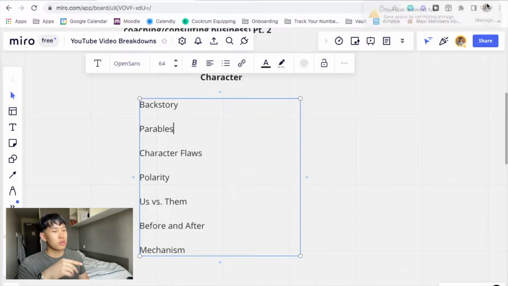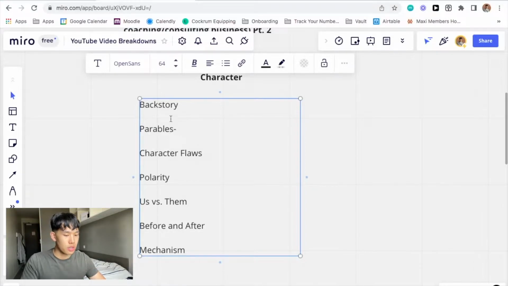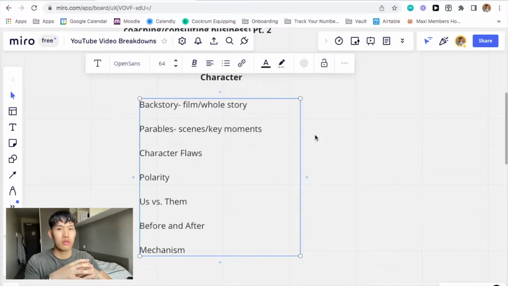Parables. How parables are different from backstory is that parables are like mini stories. If you think of backstory as the whole film, parables are like scenes or key moments. If you've heard the word parable before, you've probably heard it from religion, from Christianity or Jesus, because he has a bunch of parables. These are mini stories where you get a lesson out of it.